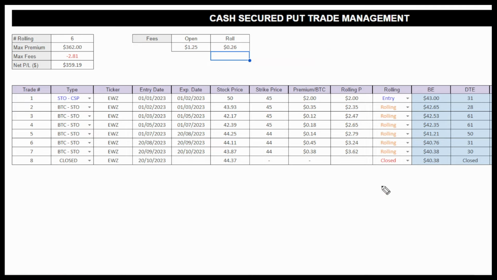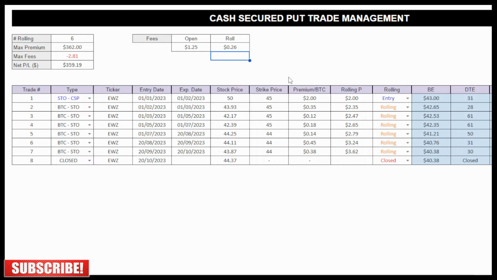I got a massive, because you need to quantify your trades to see what you're doing. And the only way you can do that is through data, okay? So stock price at 50, strike price $45, and then we receive a premium here of $2. Okay, very, very simple. And of course, this was a trade that we just entered.